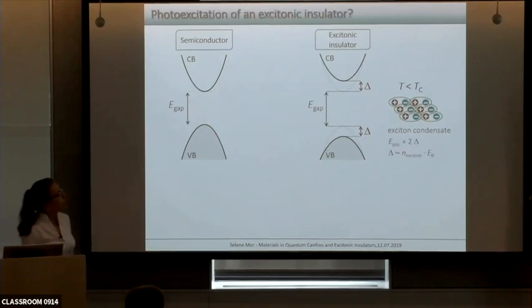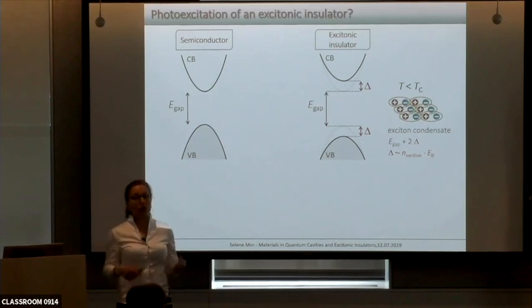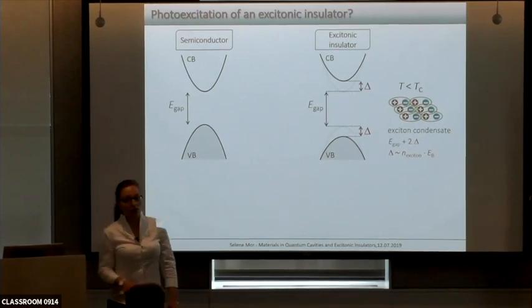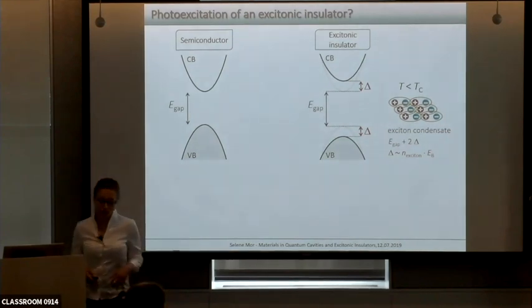Now, in our work, we tried to investigate the non-equilibrium physics of an excitonic insulator. So let me first recall what we might expect to happen upon photoexcitation of such a material.